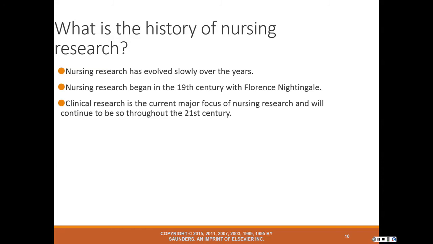Clinical research is the current major focus of nursing research and will continue to do so. Into the 1930s and 40s, the research was mainly on nursing education. In the 1950s and 60s, a lot of studies on nursing roles and work satisfaction. And then in the 1970s and thereon, there was increasing emphasis on clinical research, patient problem research. So I'm going to ask you to see Table 1-2.